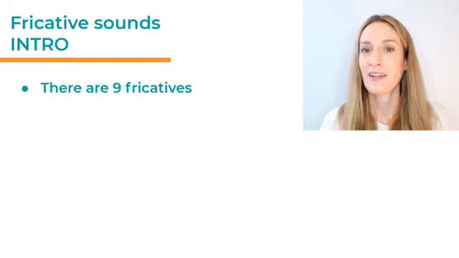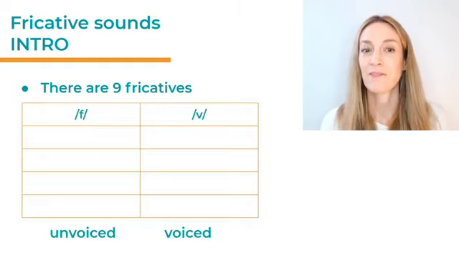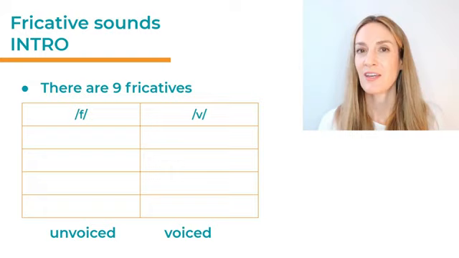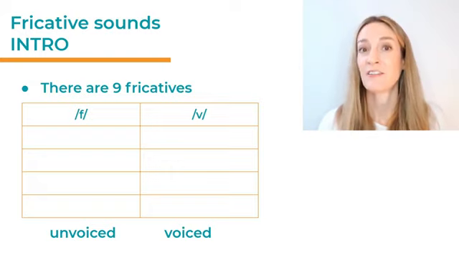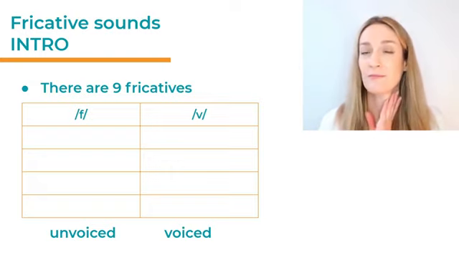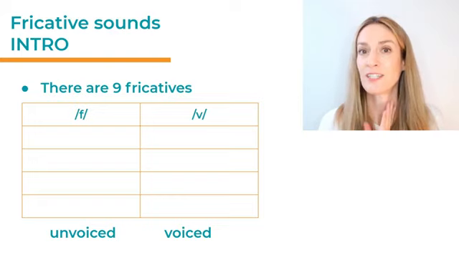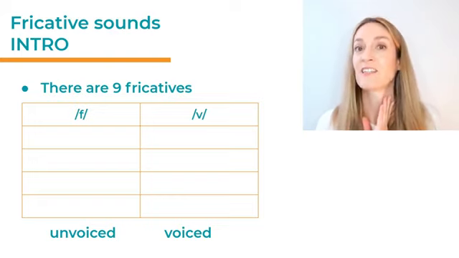There are 9 fricatives in English. Let's have a look at them. The first pair are f and v. And the only difference here really is that f is unvoiced, no vibration from your vocal cords, and v is voiced.